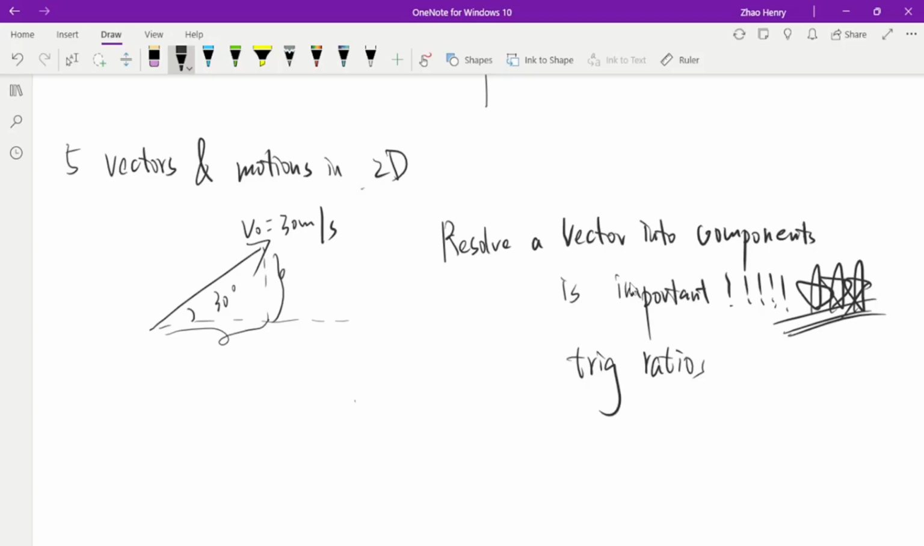So for this one, the vertical component is just v naught times sine 30 degrees. It's 15 meters per second. Horizontally, it's v naught times cosine 30 degrees. It is 15 times square root of 3 meters per second.